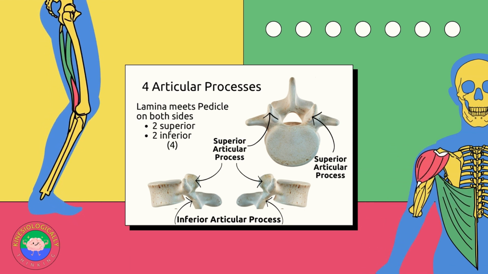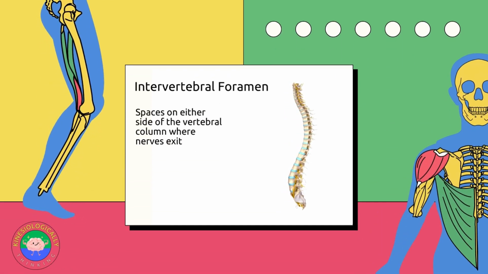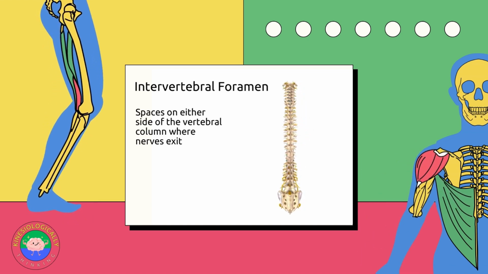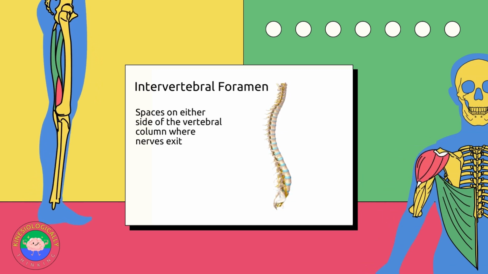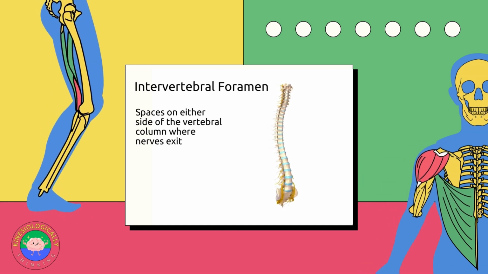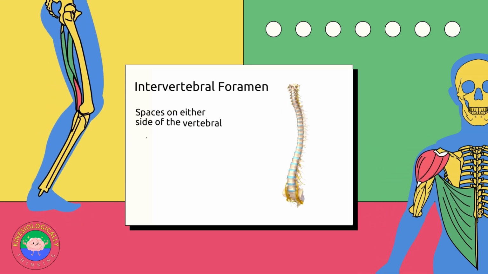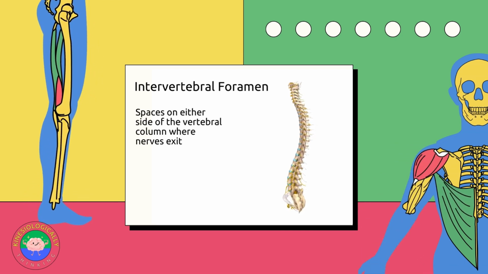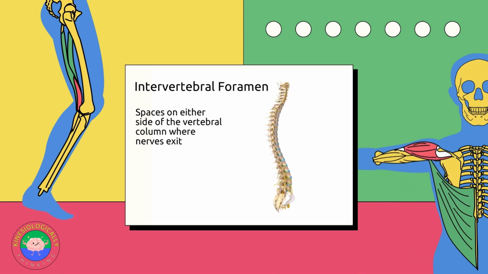Another important landmark to consider is the intervertebral foramen. These foramina arise from spaces on either side of the vertebral column when we stack the vertebrae on top of each other. These foramina are important because it is where the spinal nerves will exit to branch out and send signals to the body from the spinal cord, which we can slightly visualize with this animation, seeing the yellow string-like features peeking out from these intervertebral foramina.